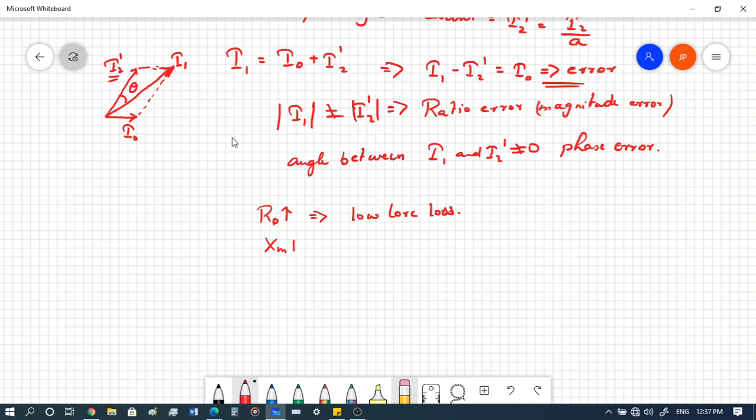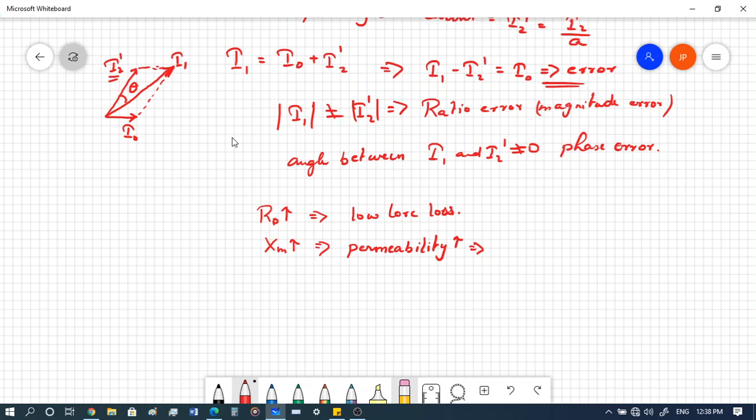Similarly, Xm is the mutual inductance or the magnetization reactance. If we increase it, what happens? The permeability of the core increases, right? Permeability increases, which means that with less current you can have proper magnetization of the core. So with less current you will have proper magnetization, therefore you can minimize the error in this case.